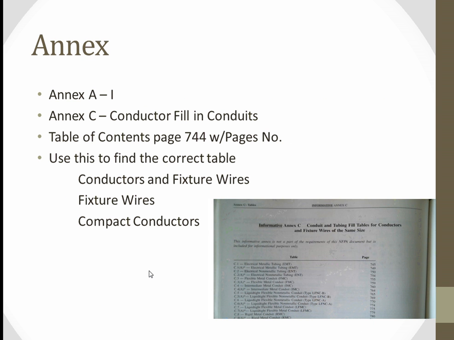The annex is another major part of the codebook. However, we will only be using Annex C. There are Annexes A through I, but we're only concerned with Annex C. And within Annex C, there are several tables. Basically, this section gives the number of conductors that you could put in conduits, and of course there are several different types of conduits which are listed here, and the very helpful feature in the Annex C section is that they give a table of contents of all the tables that identify the different conduits here, and then they give the page numbers. So in other words, you could find the table very quickly by the page number. So this is in Annex C. It starts on page 744, and it gives the page numbers of your conduits.